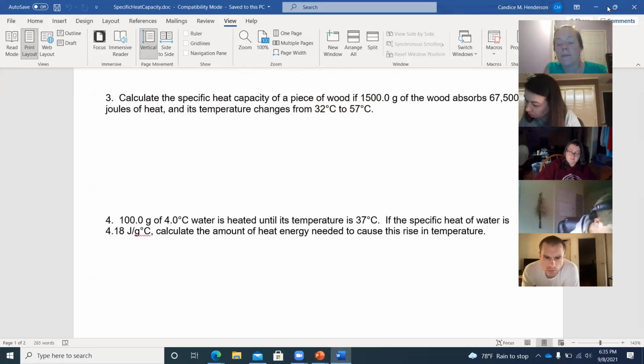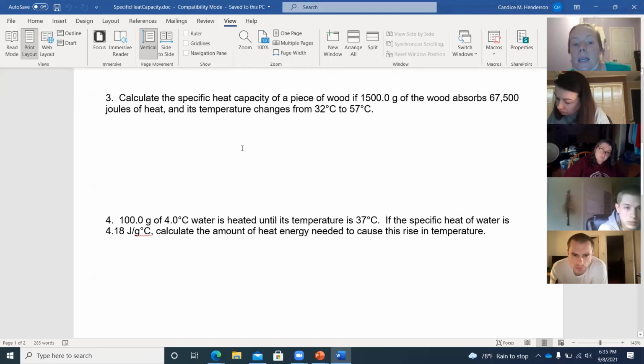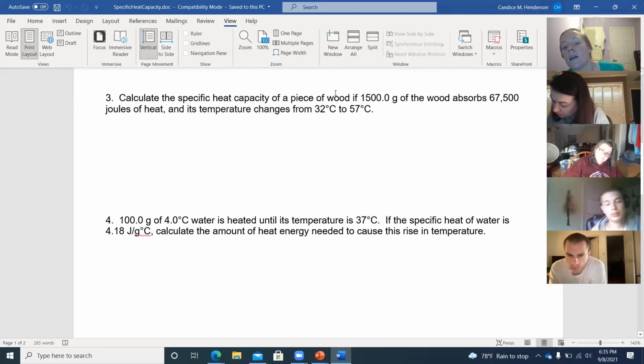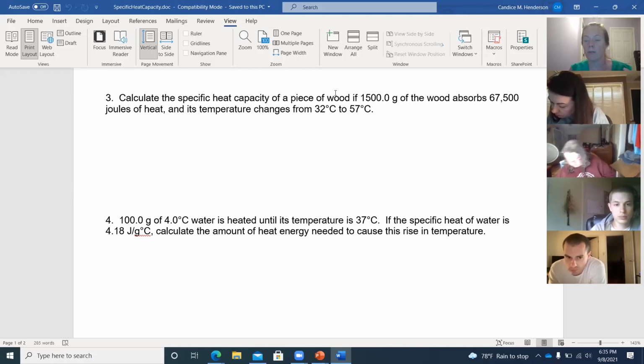So number 3 says, calculate the specific heat capacity of a piece of wood if 1,500 grams of the wood absorbs 67,500 joules of heat, and its temperature changes from 32 degrees Celsius to 57 degrees Celsius. Okay, so you're looking for specific heat in this problem. So a little bit different from the last one in that you're solving for a different variable, but it's the same equation. So I'll give you all like 3-4 minutes to work through that.